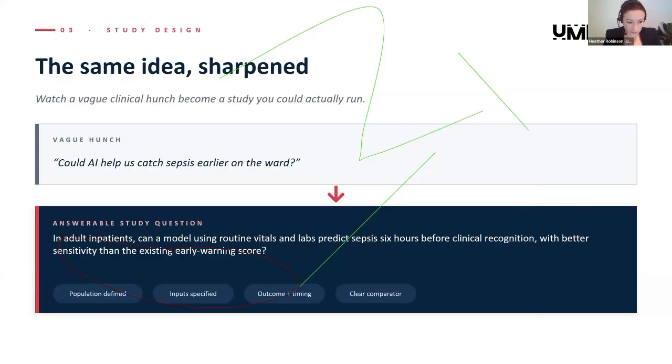So here's an example of that question. In adult inpatients, so you've defined your population, can we make a model using routine vitals and labs, so data that we already are collecting? Can we predict sepsis 6 hours before we typically can? So that's a target that we either meet or don't meet. So it's a very clear outcome. And will that give us better sensitivity than our current early warning score? So it's going to be very pass or fail this test.